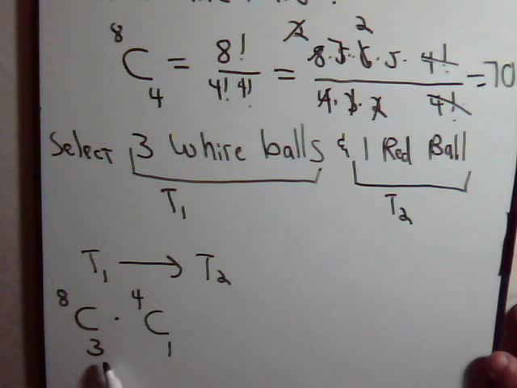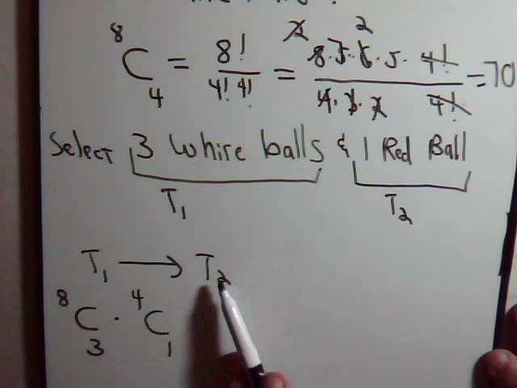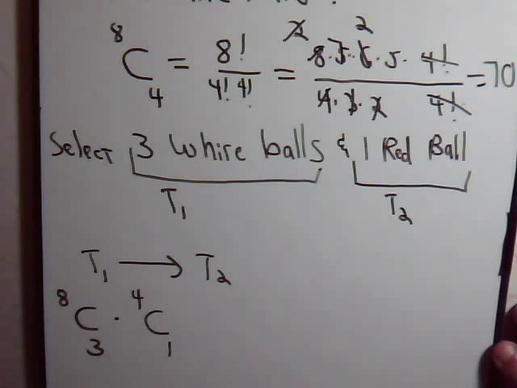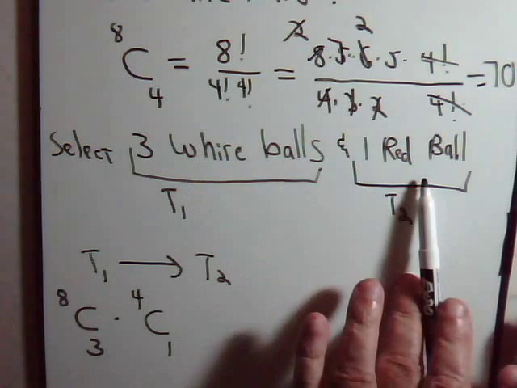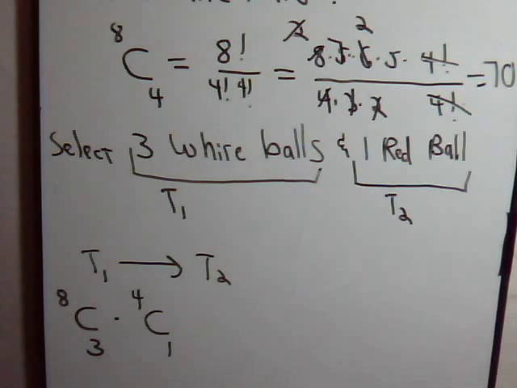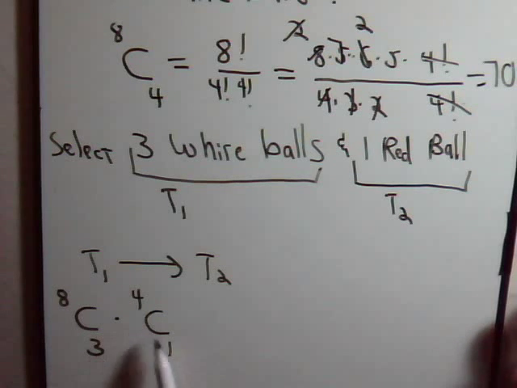Here we're choosing 3 white balls from a total of 8 white balls. That's the number of ways of performing task T1. Here we're choosing 1 red ball from 4 of them. That's the total number of ways of performing task T2. So to perform task T1, then do task T2, the total number of ways of doing that is this times this. And let's see what we have.